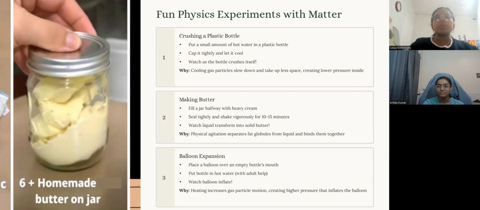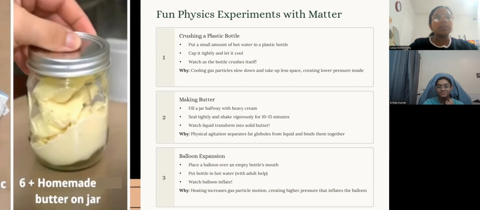A second experiment you can try is making butter. Fill a jar halfway with heavy cream. Seal tightly and shake really hard for 10 to 15 minutes. And watch the liquid transform into solid butter.